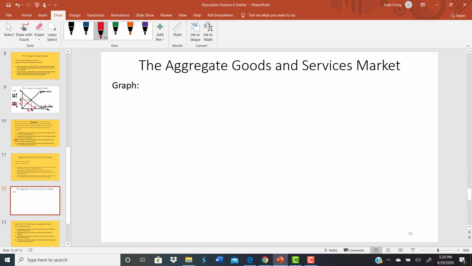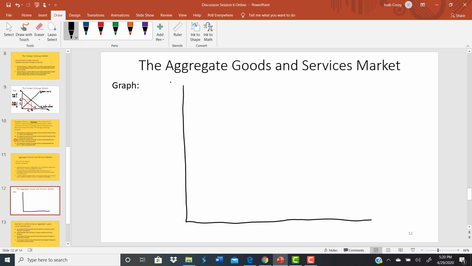Right, so let's go ahead and graph out our aggregate goods and services market. Right, so again, you're going to have a vertical axis and a horizontal axis. On the vertical axis, we're measuring price index, and on the horizontal axis, we're measuring that real GDP. Right, remember that real GDP is everything in that C plus I plus G plus NX equation that we talked about in Chapter 7.